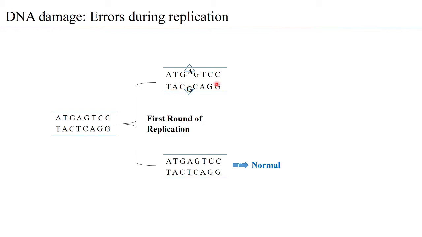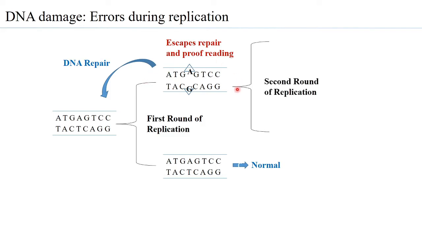However, if this is the case, two things may happen. One is that this DNA, because there is a mistake over here, can be recognized by a repair mechanism and can be repaired. Or what can happen is that it escapes repair, it has already escaped proofreading, and after escaping repair, this DNA, when it undergoes a second round of replication, one of the strands will have the original template base, while the second strand will have the wrong template base.